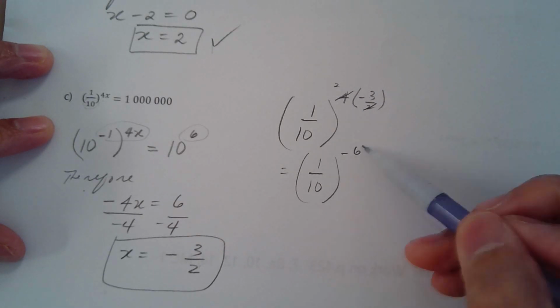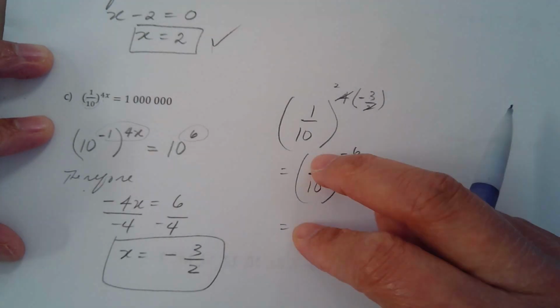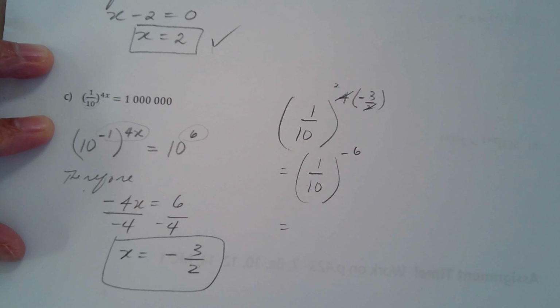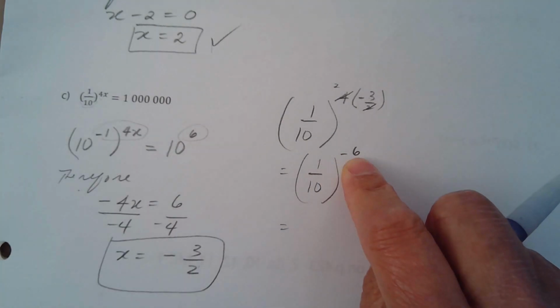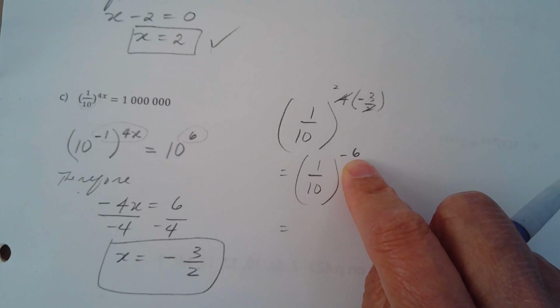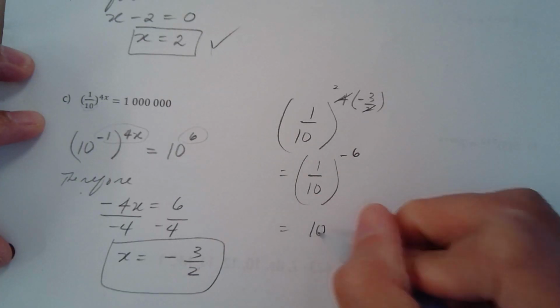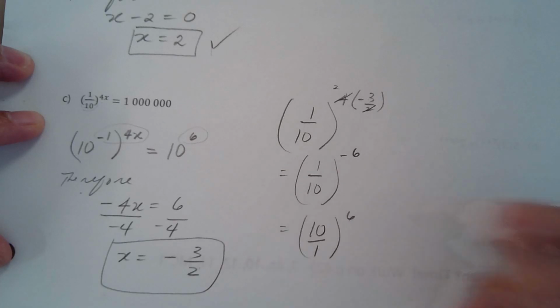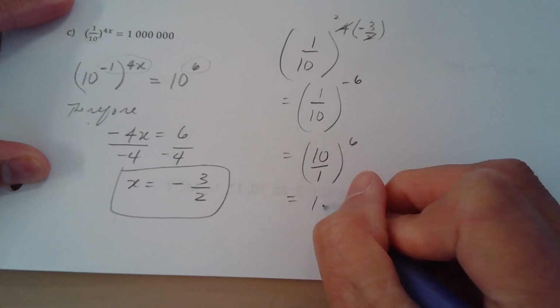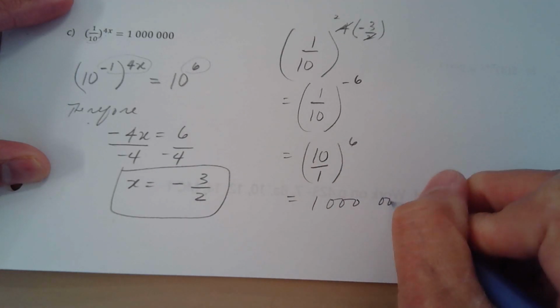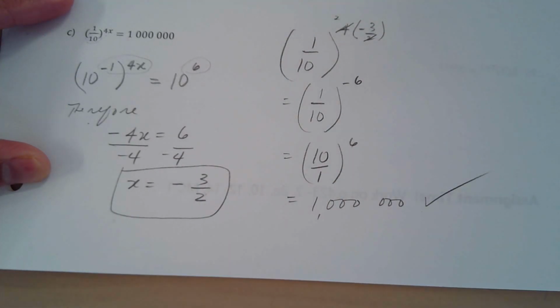How do you make this a positive exponent? Reciprocate. To make the exponent positive, you reciprocate the base. So that becomes 10 to the 6. Well, what's 10 to the 6? Million. So it is the same. Okay. Good.